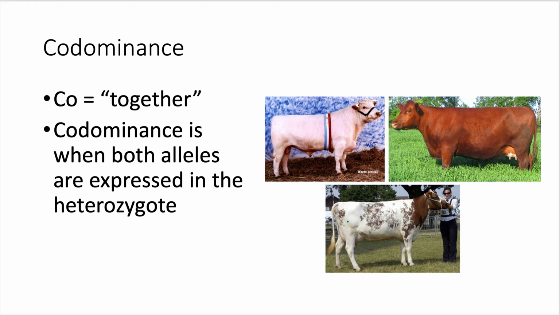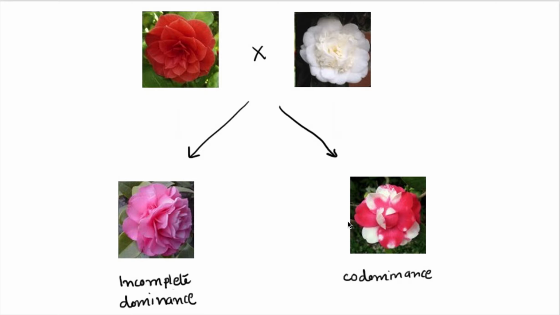So it's important to know the distinction between incomplete dominance and codominance. If you cross a red and white flower and you get pink, you get some new phenotype that's in between your parent phenotypes. That's incomplete dominance. But if you get white and red spots, that is codominance. If you see both phenotypes of the parents in the heterozygous offspring, that is codominance. Okay, so that's the difference. One looks like the middle ground between the two parents, and one shows both phenotypes from the parents.